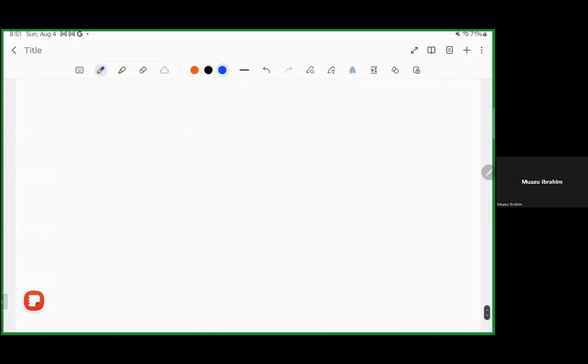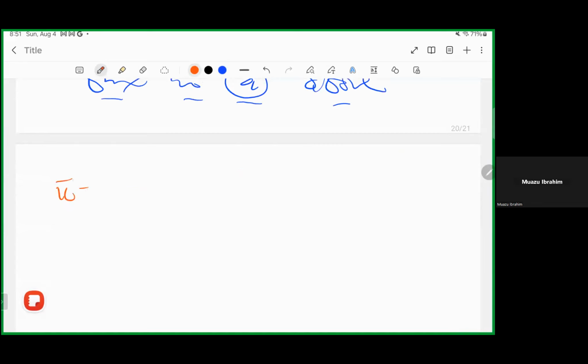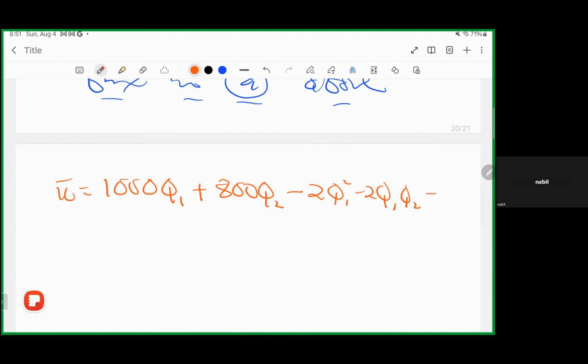And what is the profit function in A? Our profit function is given as 1000Q1 plus 800Q2, minus 2Q1 raised to the power 2, minus 2Q1Q2. Please note the minus. Okay, but we have what?